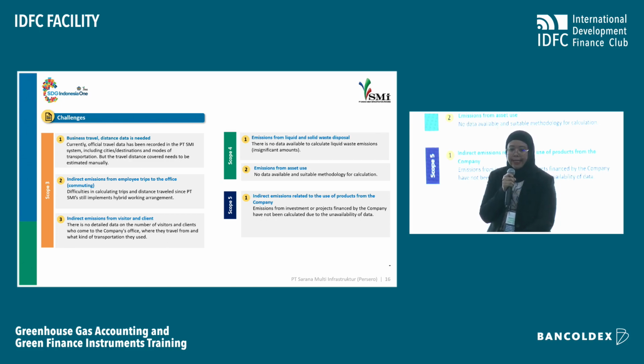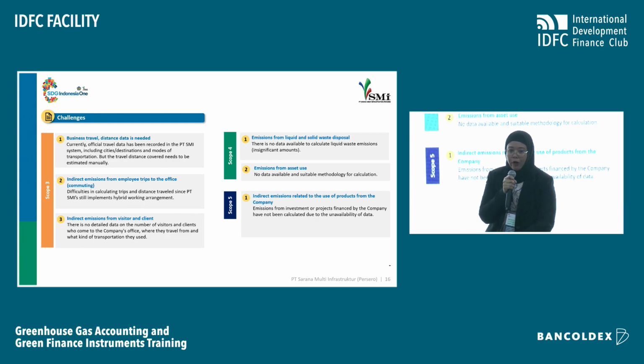The third one is indirect emission from visitors and clients. There is no detailed data on the number of visitors and clients who come to the company office, where they travel from, and what kind of transportation they use. So these are the challenges that we have to work on.